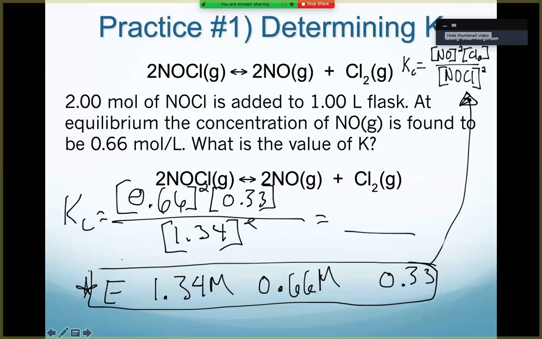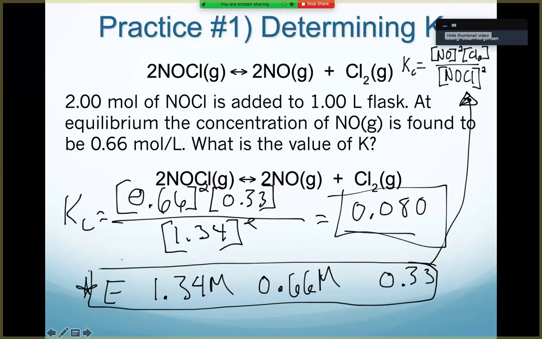What do you get there? I'm plugging it in real quick. We've got 0.66 squared, times 0.33, divided by 1.34 raised to the second power. And you end up with 0.080 with two significant figures. 0.080. Final answer. Reminder, Kc is unitless. And so here's our final answer.